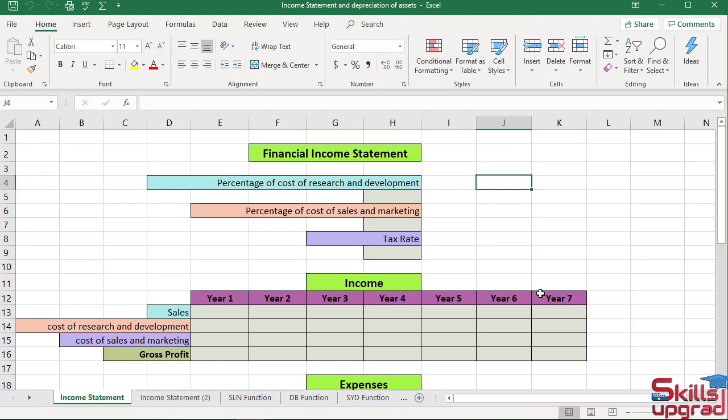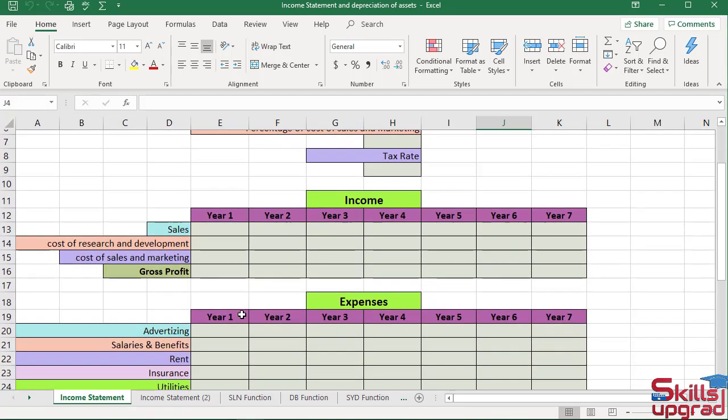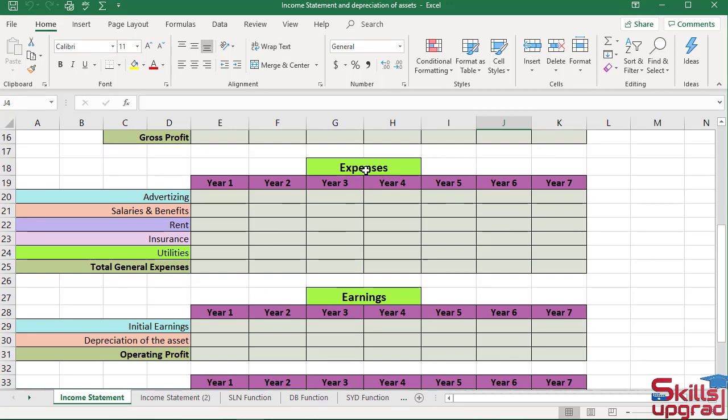Suppose a company manufactures Android mobile phones. The first section is called the income section. It estimates the company income from sales, cost of research and development, and cost of sales and marketing of its Android mobile phones. The second section is called the expenses section.